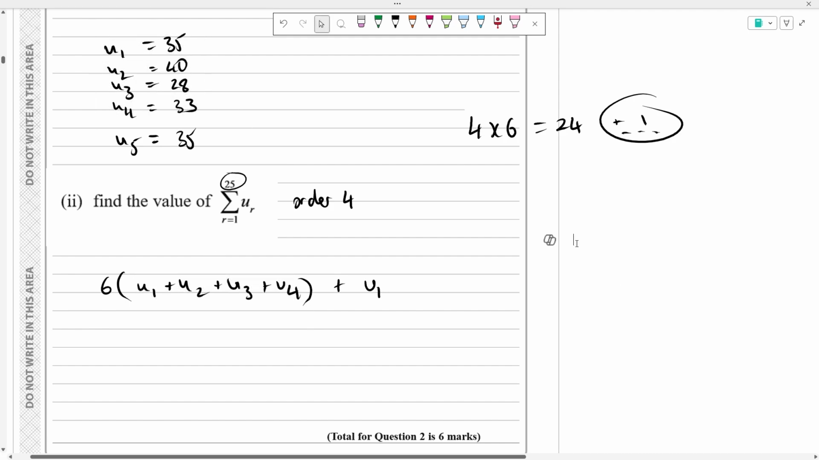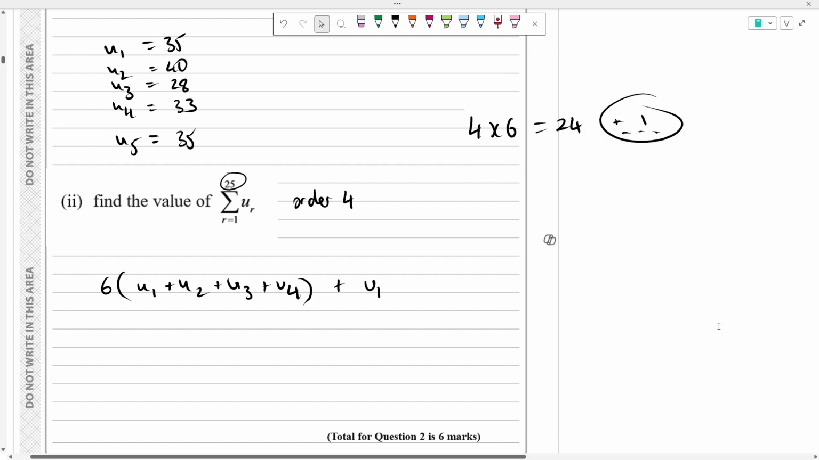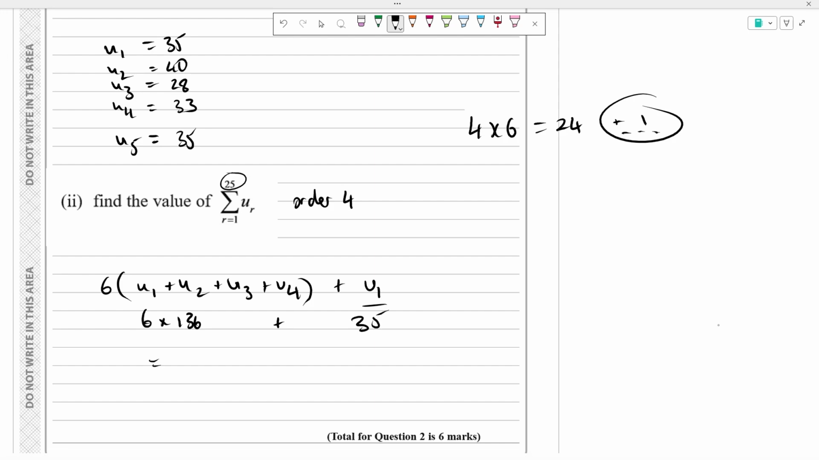Well, this just adds up to, no idea. I'm going to use my calculator. 35 plus 40 plus 28 plus 33, 136. So 6 times by 136 plus, well, u1 is going to be 35. That's going to give us 36, 180. That's going to be 216, 216, 600, 816 plus 35. That gives you 851, I believe so.